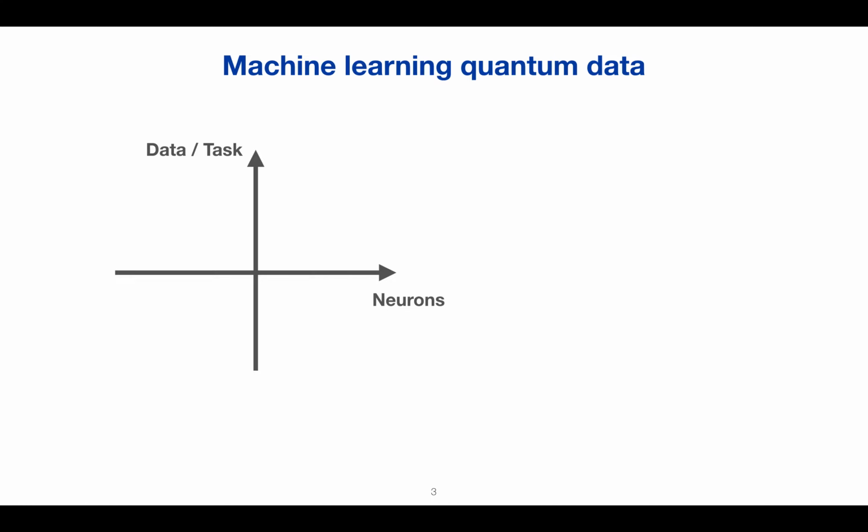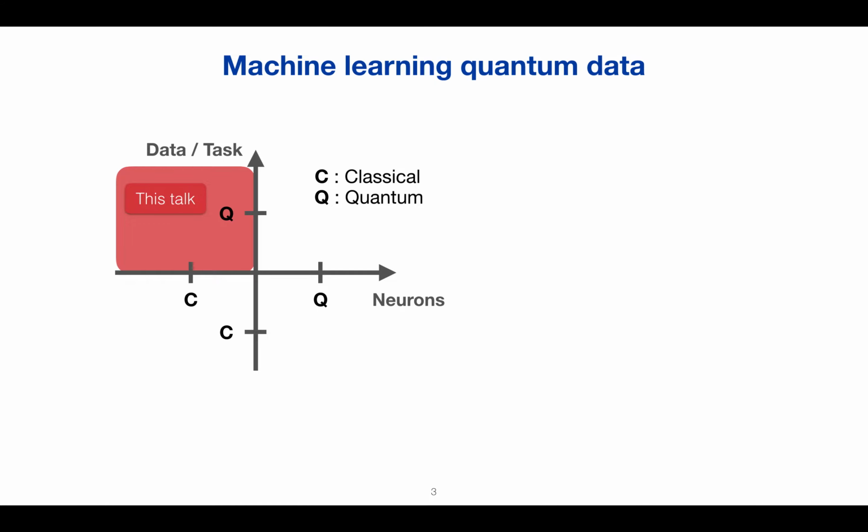When we talk about quantum and machine learning, we could define two different axes of research, where on the first we have the physical neurons that perform the computation, and on the second we have the nature of the data or the task that the neural network is to perform. Both could either be classical or quantum. This talk is located in this quadrant, where we use classical machine learning in order to learn from quantum data.